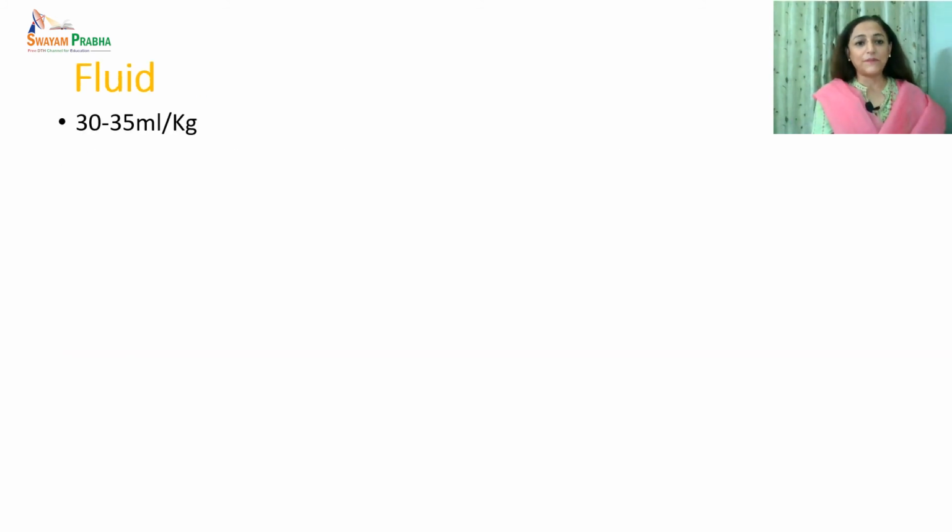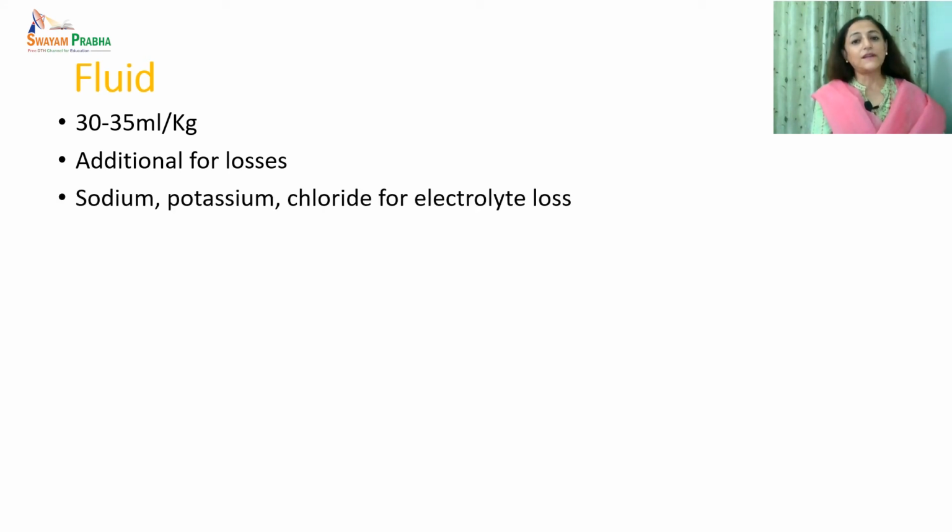Requirements of fluid can be met by taking 30 to 35 milliliter per kg body weight, and an additional allowance has to be kept if there are any losses, along with electrolytes such as sodium, potassium, chloride, which could be lost because of vomiting or diarrhea or any associated illness.